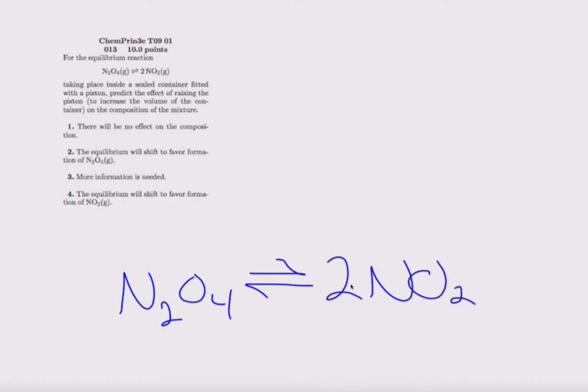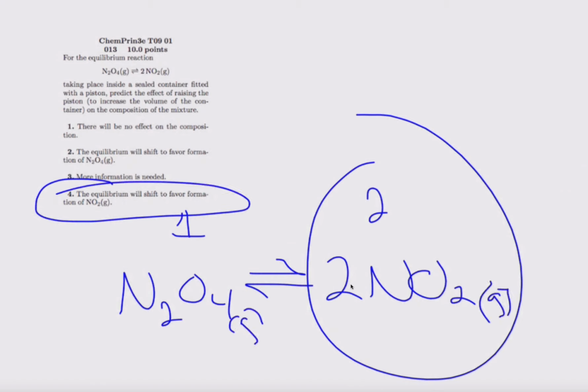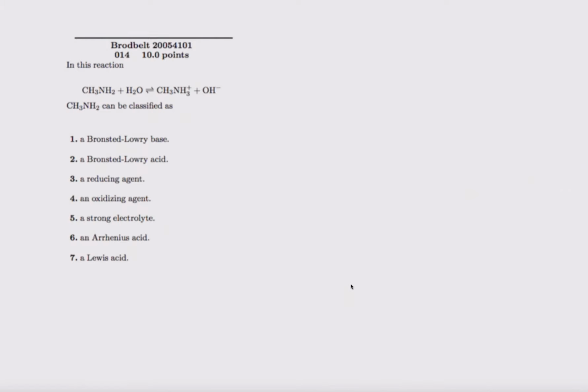That is going to favor the side of the reaction with the higher number of moles of gas. In this case, that's going to be the right-hand side. It's going to favor the NO2, since these are both gases. Lowering the pressure, increasing the volume, favors this side with more moles of gas.